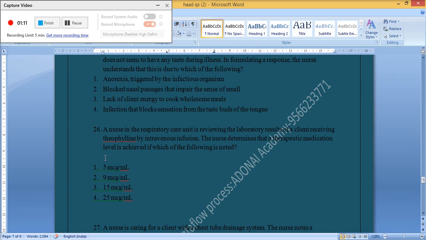26. A nurse in the respiratory care unit is reviewing the laboratory results of a client receiving theophylline by intravenous infusion. The nurse determines that the therapeutic medication level is achieved if which of the following is noted? 1. 5 mcg per ml. 2. 9 mcg per ml. 3. 15 mcg per ml. 4. 25 mcg per ml. The correct answer is 3. 15 mcg per ml.